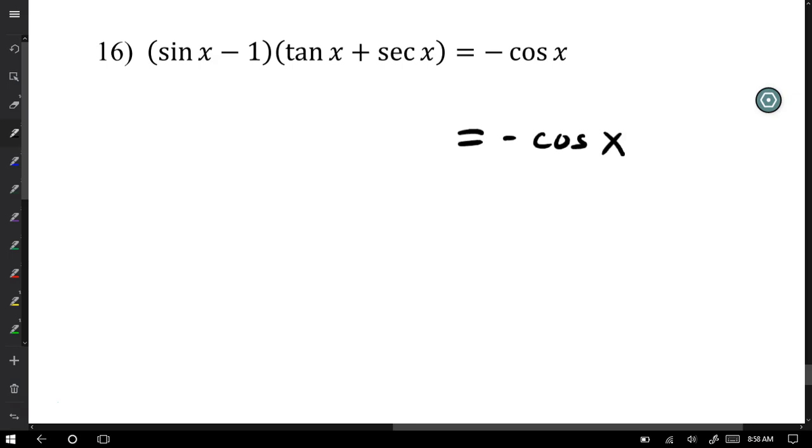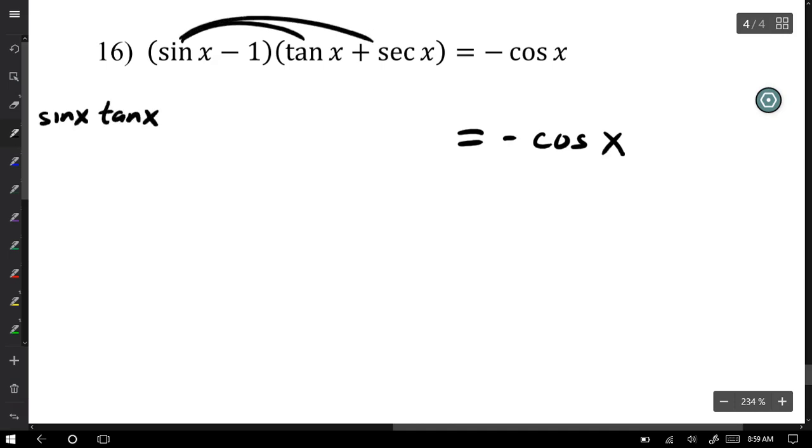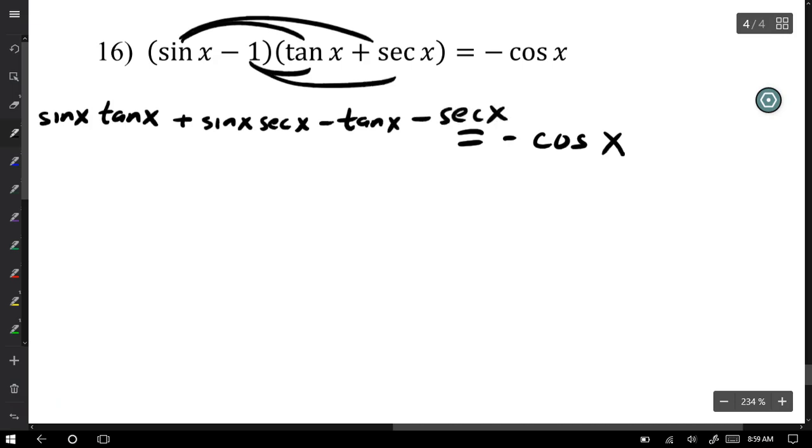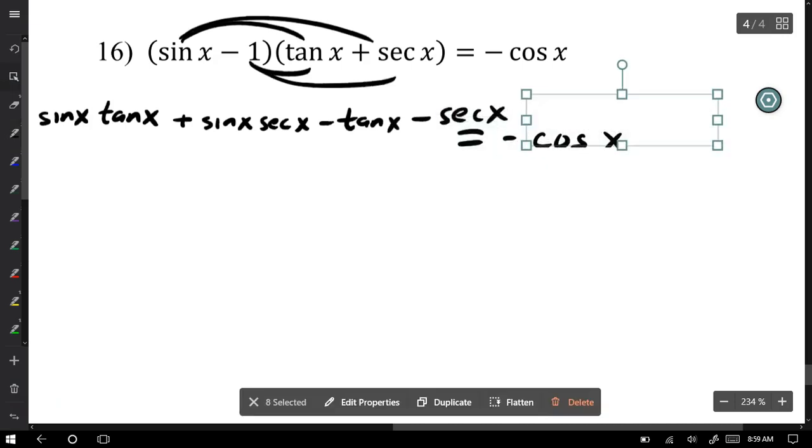Well, you can distribute. That's one way of doing it. We could realize that this is not a Pythagorean identity because there's no squared there, so I'm not leaning towards Pythagorean identities. What I'm going to do is go ahead and work with, because we need some time, I'm going to distribute and then go to fractions. So sine of x times tangent of x plus sine of x times secant of x minus tangent of x minus secant of x. Don't worry, I will create the room I need.